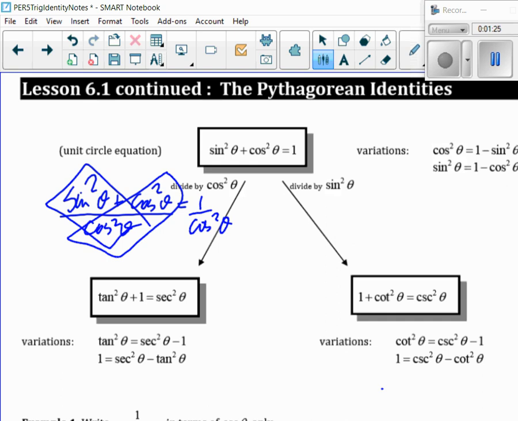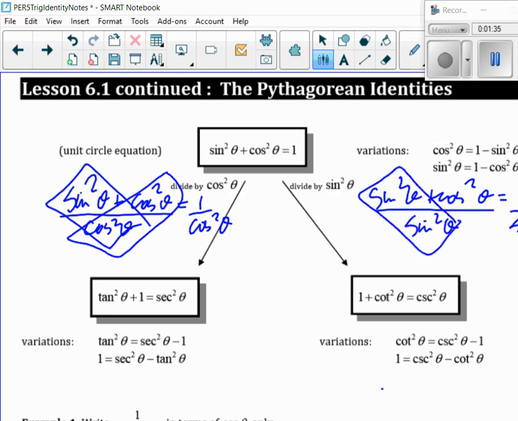Same with this one. If you take sine squared theta plus cos squared theta equals 1 and divide both sides by sine squared theta, you see if you divide that way, you get the 1. If you divide that way, you get the cotangent squared theta. And then, of course, the reciprocal function of sine is the cosecant squared theta. Again, the ones that are in the boxes you're given. You can see it on your formula sheet. But the variations you'll have to know how to do.